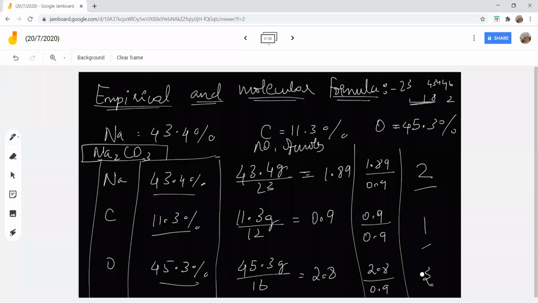Okay. Who else? Lakshita, yes, what is your doubt? Ma'am, why do you divide the number by 0.9? Now, did you understand? Yes, ma'am.